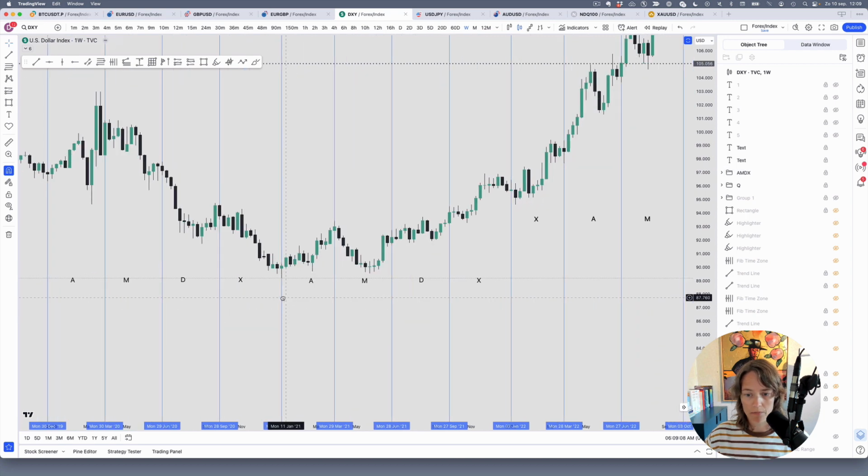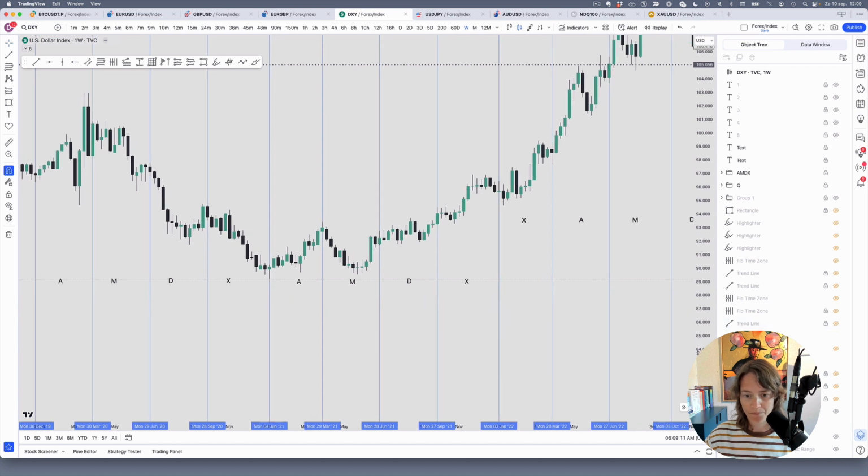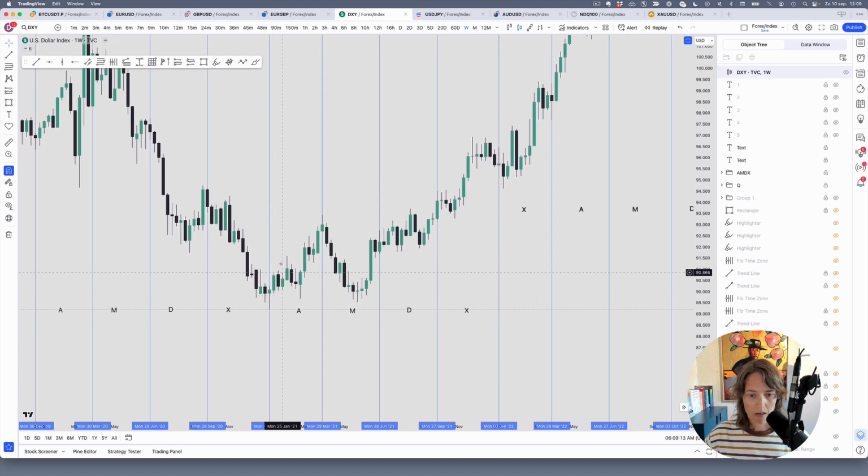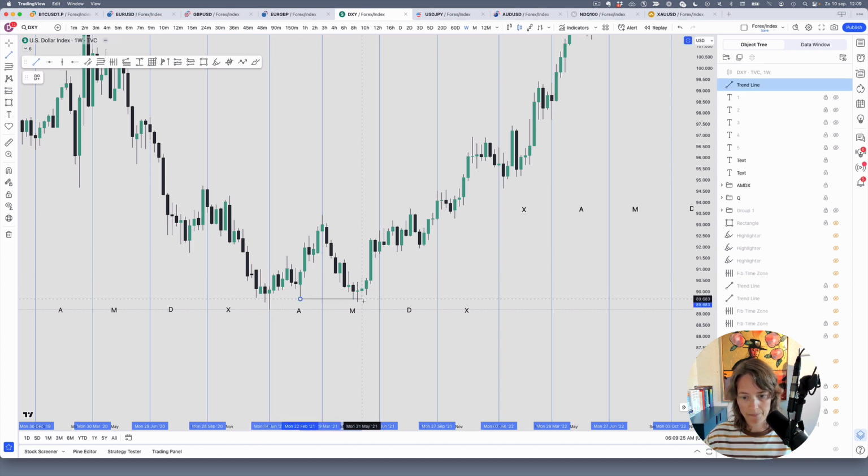When we go to 2021, look at this. We have the accumulation phase, then the manipulation. And what does the manipulation phase do? It takes out liquidity. And what do I mean by that? It takes out this liquidity, and then it starts rallying. So it's distributing and then continuing.